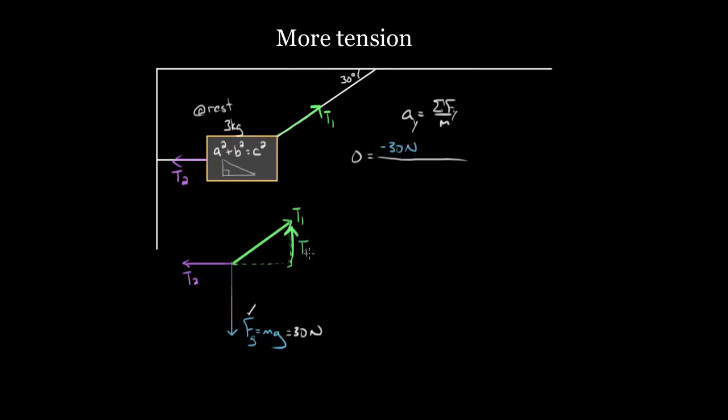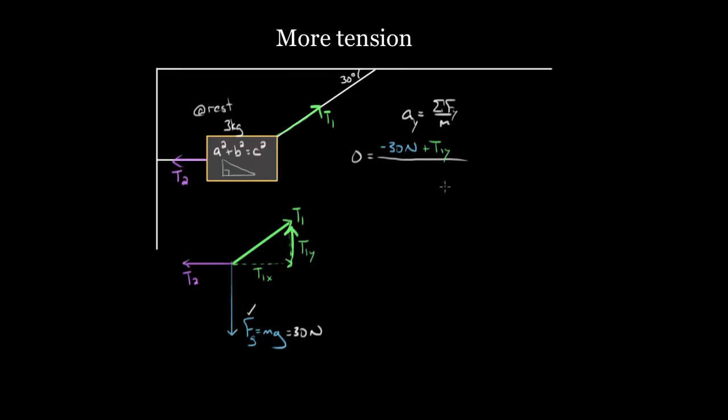We'll call this T1 in the y direction. We'll call this T1 in the x direction. So we need to add plus T1 in the y direction. And that's it. Those are the only two forces that are vertical. T1x is not vertical, that's horizontal, and this T2 is horizontal. So I've included T1y and mg. Those are the only two forces that are vertical.